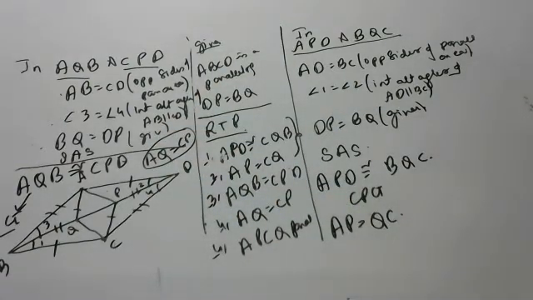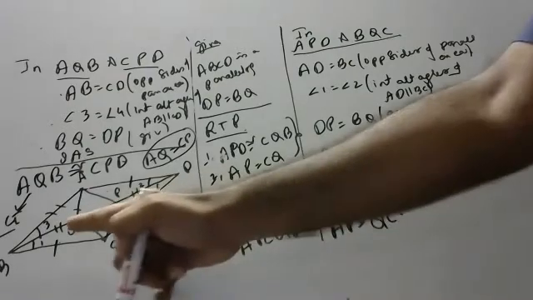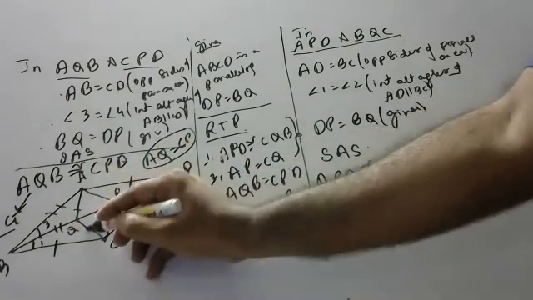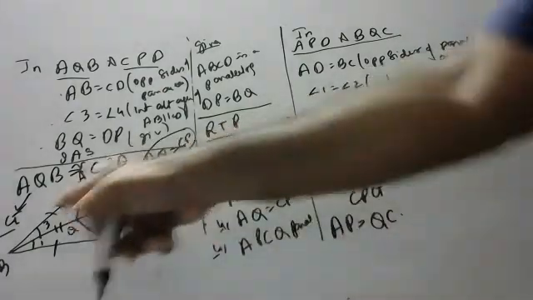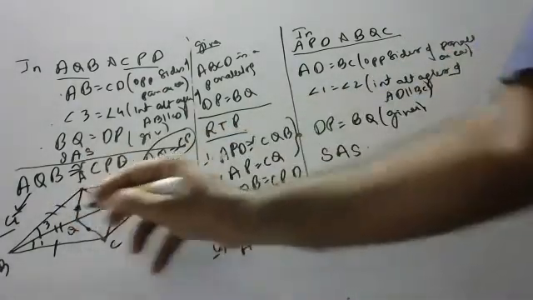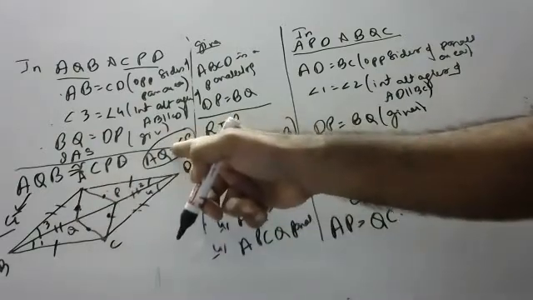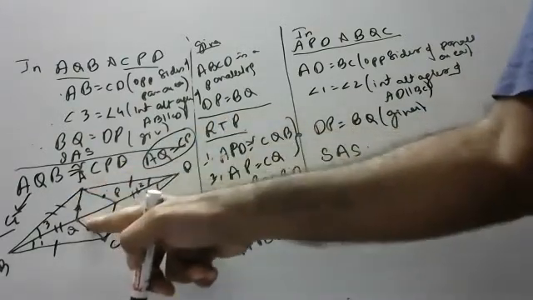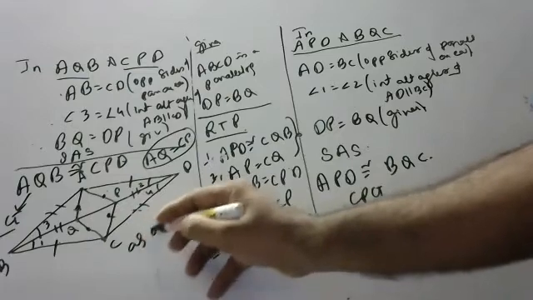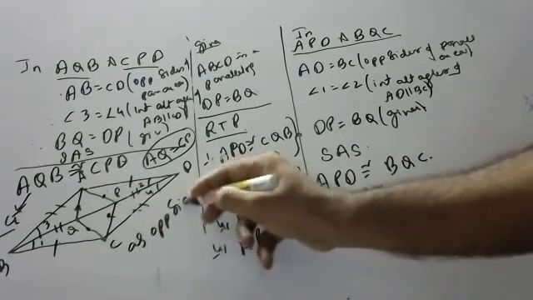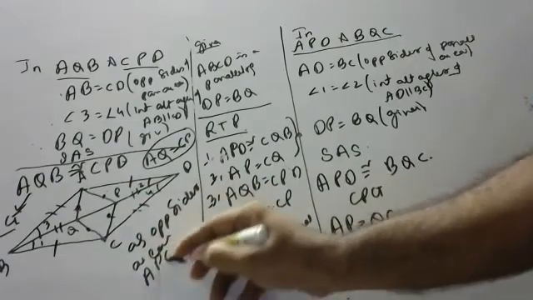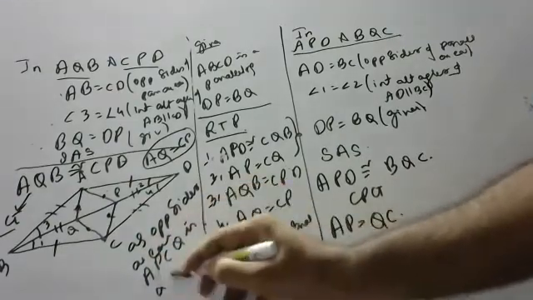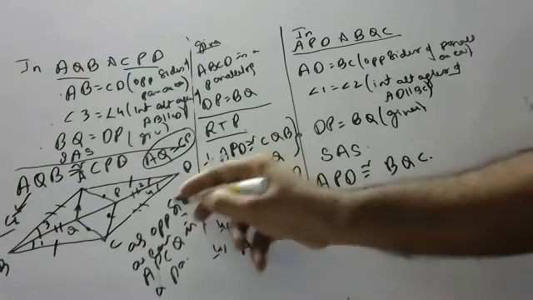Now, last proof. Children, try to understand. When proving these two, we proved that both sides are equal by CPCT. When proving this one, we proved that both sides are equal here by CPCT. These sides are equal, these sides are equal. As opposite sides are equal, APCQ is a parallelogram. That's all.